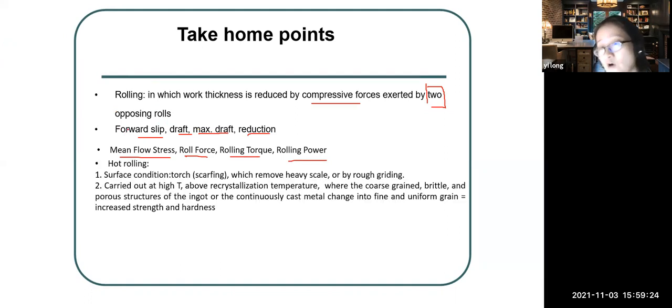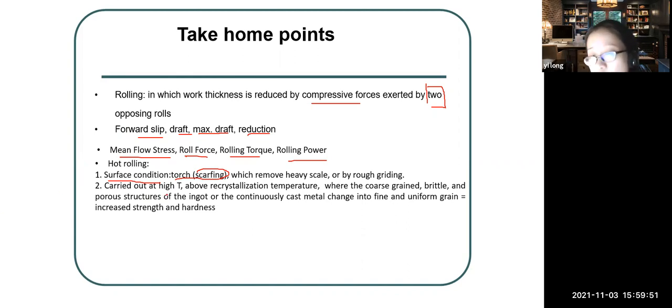And also we have hot rolling and cold rolling. In both cases, you always need to do what we call a pre-treatment. Some people call it surface conditioning. For example, use a torch to do scuffing. Scuffing is to remove the scale, because a lot of metals have a layer of oxide. So you have to remove all this oxide, or simply just grinding.